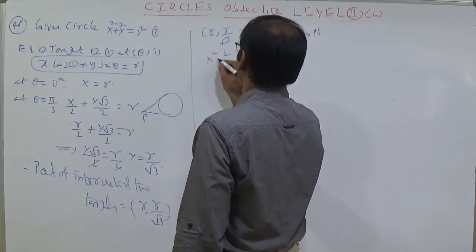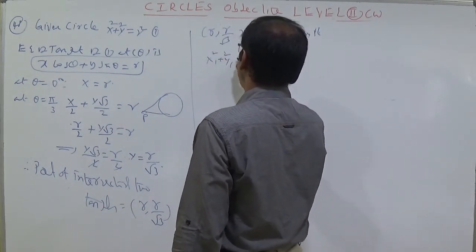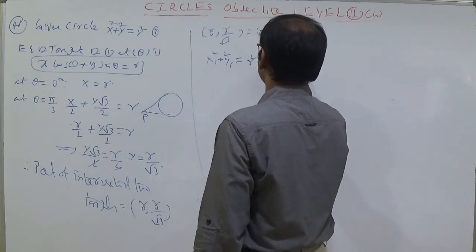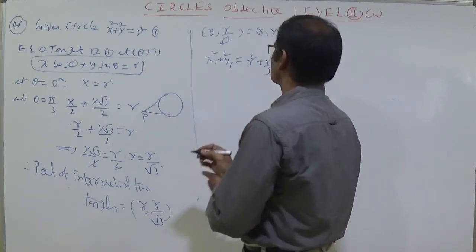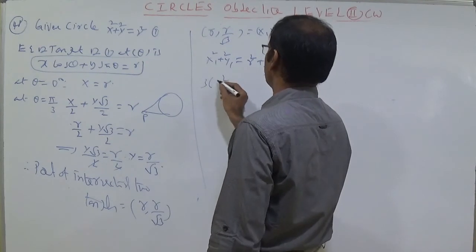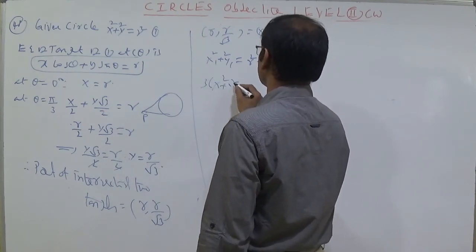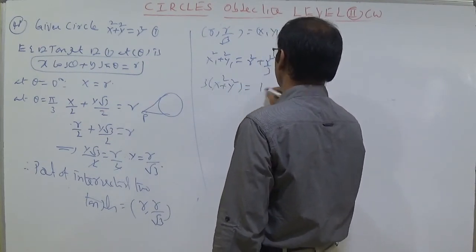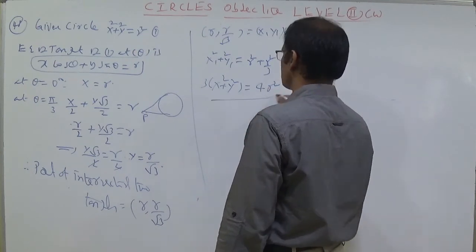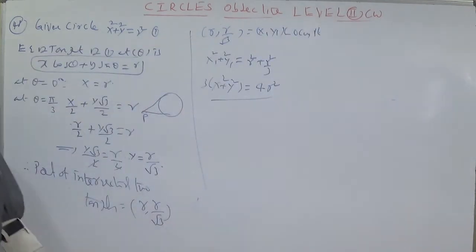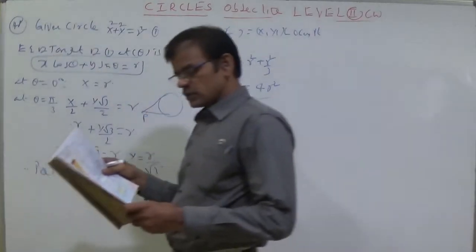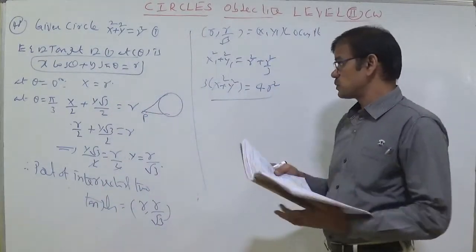Now square and add: x1 square plus y1 square is equal to r square plus r square by 3. You can write the locus answer as 3 into x square plus y square is equal to 4r square. 3 into x square plus y square equal to 4r square is the fourth option.